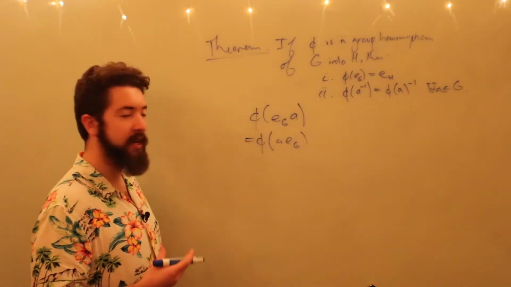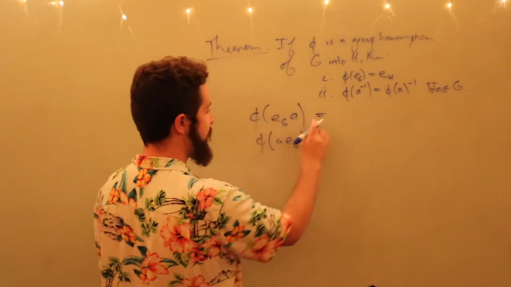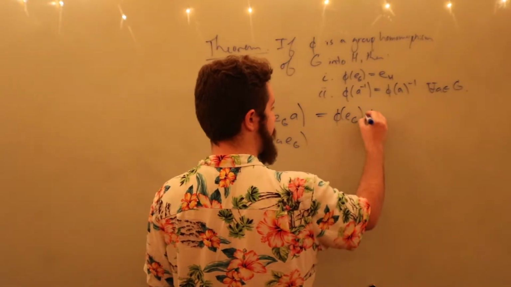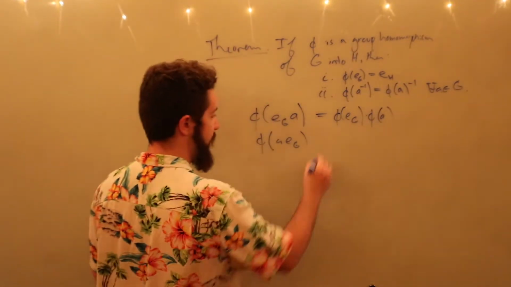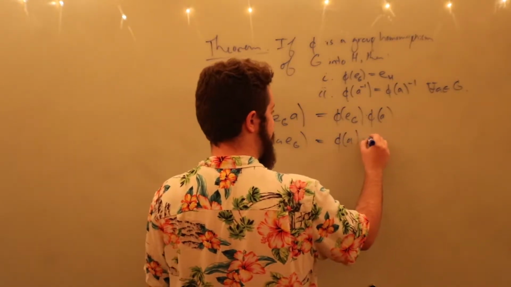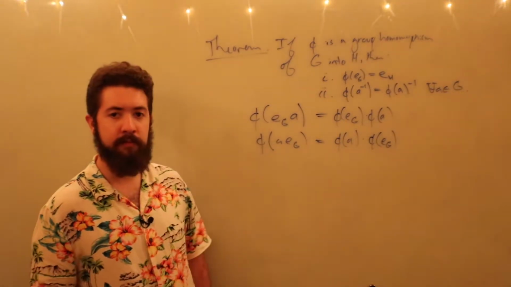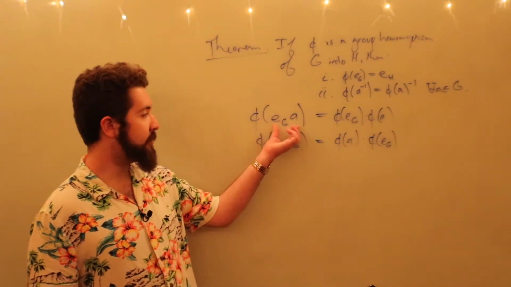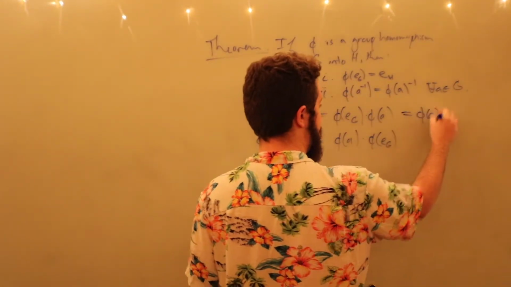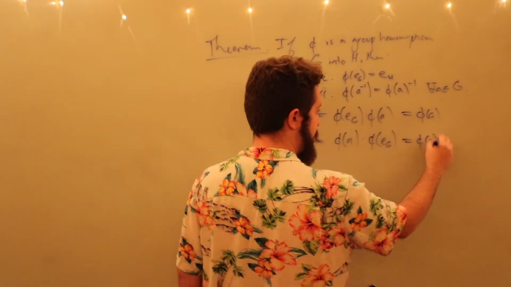But now we know that because phi is operation preserving, this is equal to phi of E sub G times phi of a. And this, likewise, is going to be phi of a times phi of E sub G. But since E sub G times a is just a, this has to be equal to phi of a. Likewise, this has to be equal to phi of a.